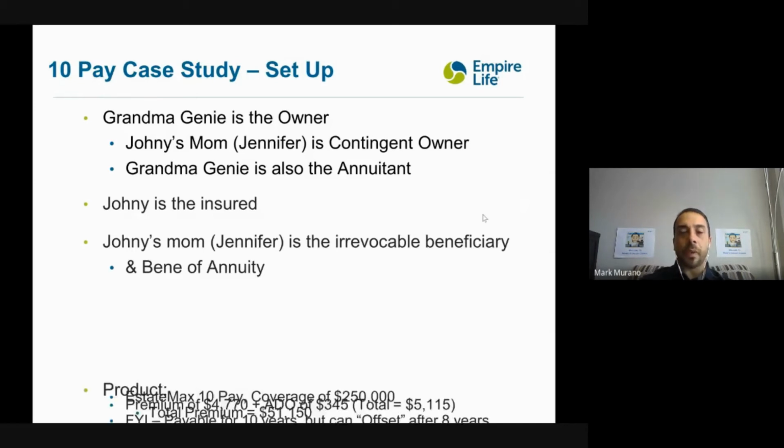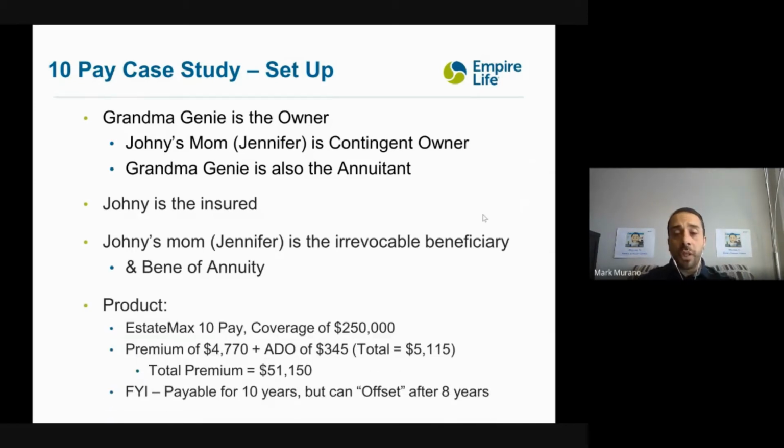The product we have chosen in this case is State Max 10 Pay. Coverage in our budget gets us about $250,000 of life insurance, which is comprised of premium of $4,770 plus the maximum ADO of $345, giving me a premium of $5,115. Total premium of $51,150 over a 10-year span.